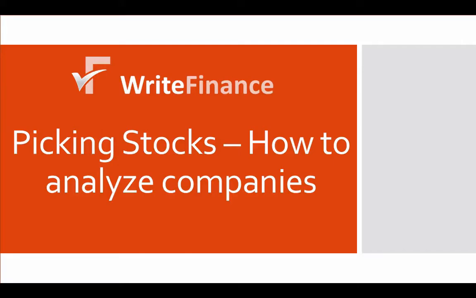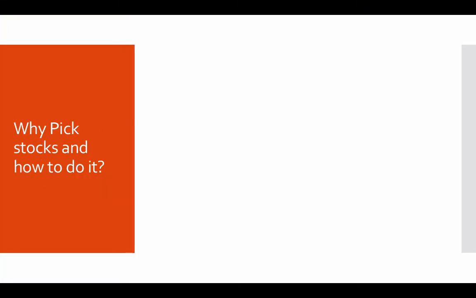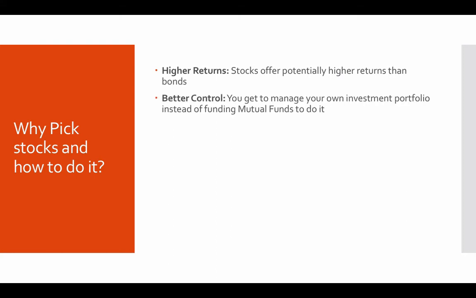Hi, in this lecture, I cover picking stocks and how to analyze companies. So, the question we need to ask is why pick stocks and how to do it. The main reason is higher returns. Stocks offer potentially higher returns than bonds and even other securities. Better control. You get to manage your own investment portfolio instead of giving it to mutual funds who use professional managers to do it and charge a fee.